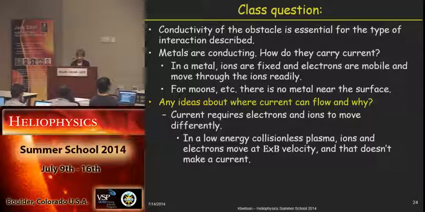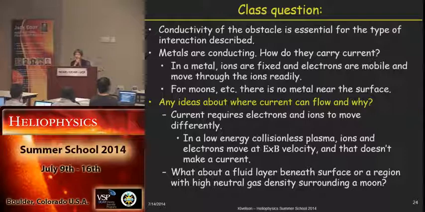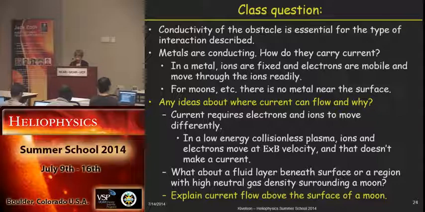As I said just now, in the low-energy collisionless plasmas, ions and electrons move together, and that doesn't make a current. But we could either have a fluid layer beneath the surface. I said there are no surface metallic layers, but there is the possibility of a fluid layer, or a high neutral gas density, partly ionized, where there are collisions. So you could have an ionosphere. If the density is high enough to make an ionosphere that's collisionally bound in some way, gravitationally bound, then you can carry the closure current in the ionosphere. But you can actually carry the closure current with pickup ions, and that's something we're going to talk about. So that's what I call discussion material.